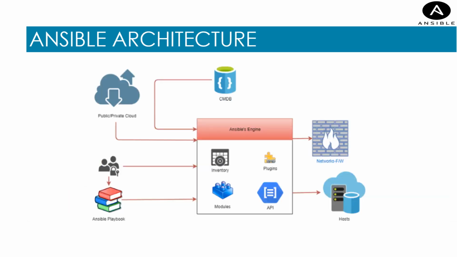We will talk more about Ansible architecture later, but in this overview, in the Ansible engine we have an inventory, plugins, modules, and APIs, and then public or private cloud can integrate with the Ansible engine. A developer, release manager, or administrator can write the playbooks, modules, and inventory. After that, with the Ansible engine, we can control the network and firewall, and deploy to any number of hosts on premises or in the cloud.